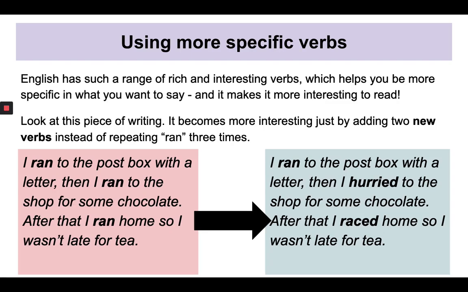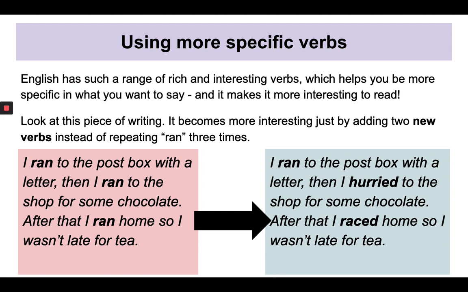All right, you should have finished that task now. So just moving on to using more specific verbs now. The first activity we looked at was thinking about adjectives, how we can vary adjectives in our descriptions. But you can also do the same thing for verbs.